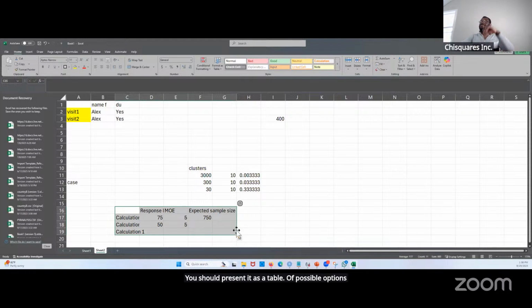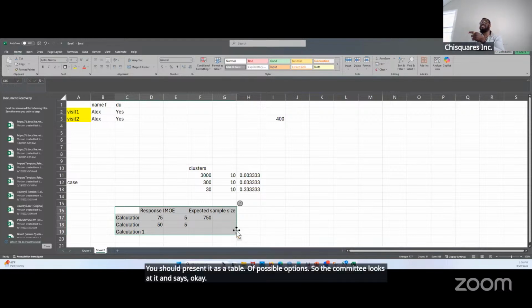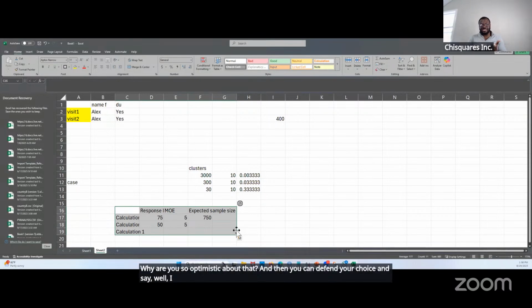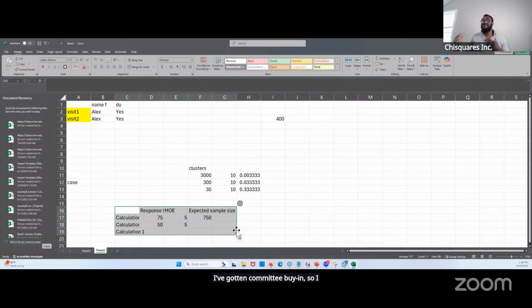So the committee looks at it and says, okay, I see that you are assuming that you are going to have a response rate of 75%. Why are you so optimistic about that? And then you can defend your choice and say, well, I think I'm putting in incentives. I know these guys very well. I've done a lot of work. I've gotten community buy-in. So I think that's how it should be.